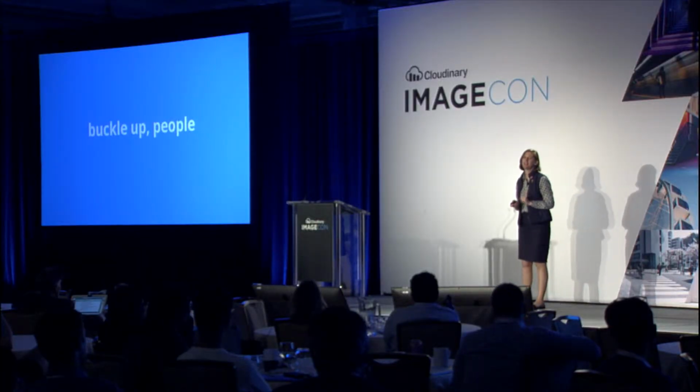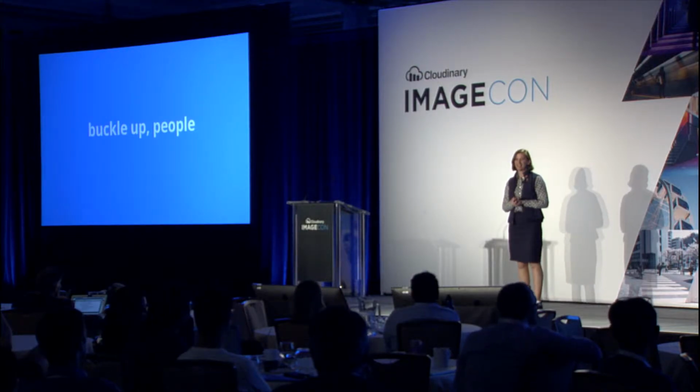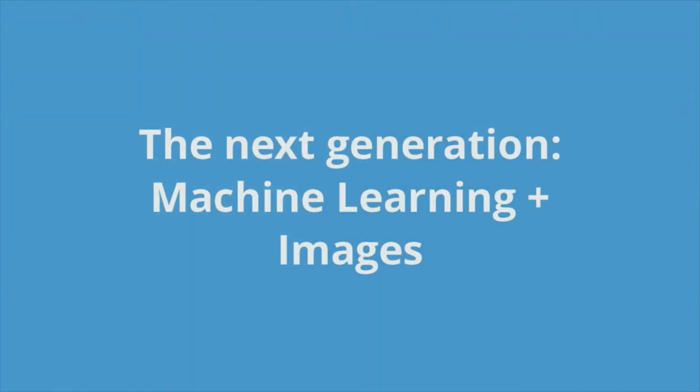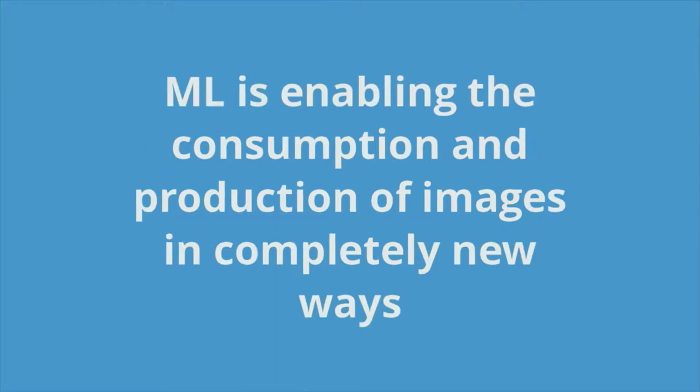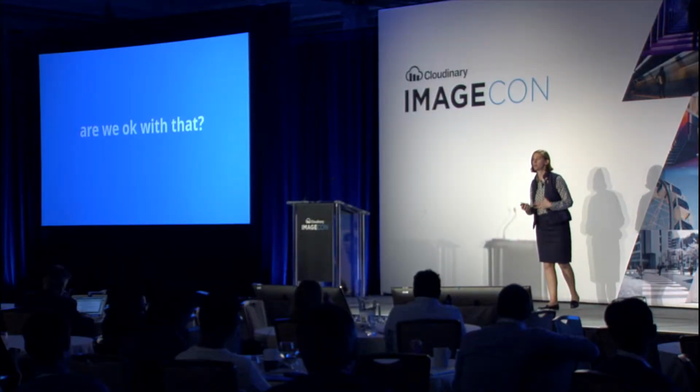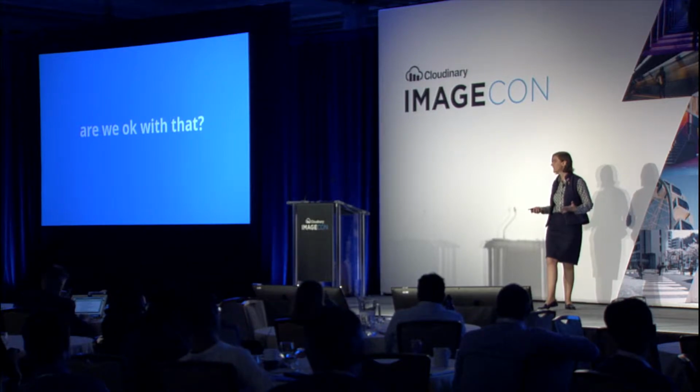So at this point in the talk, I would love to have you all buckle up and let's talk about what's coming going forward. Finally, I want to talk a little bit about machine learning and how it's dealing with imagery. It's enabling the consumption and the production of images in completely new ways. This is really important for all of us to get our arms around because this is a burgeoning new field that is kind of like the Wild West. We just don't have a lot of rules around this, and we're in this privileged position that maybe we can help make some rules, make some standards around this kind of thing.